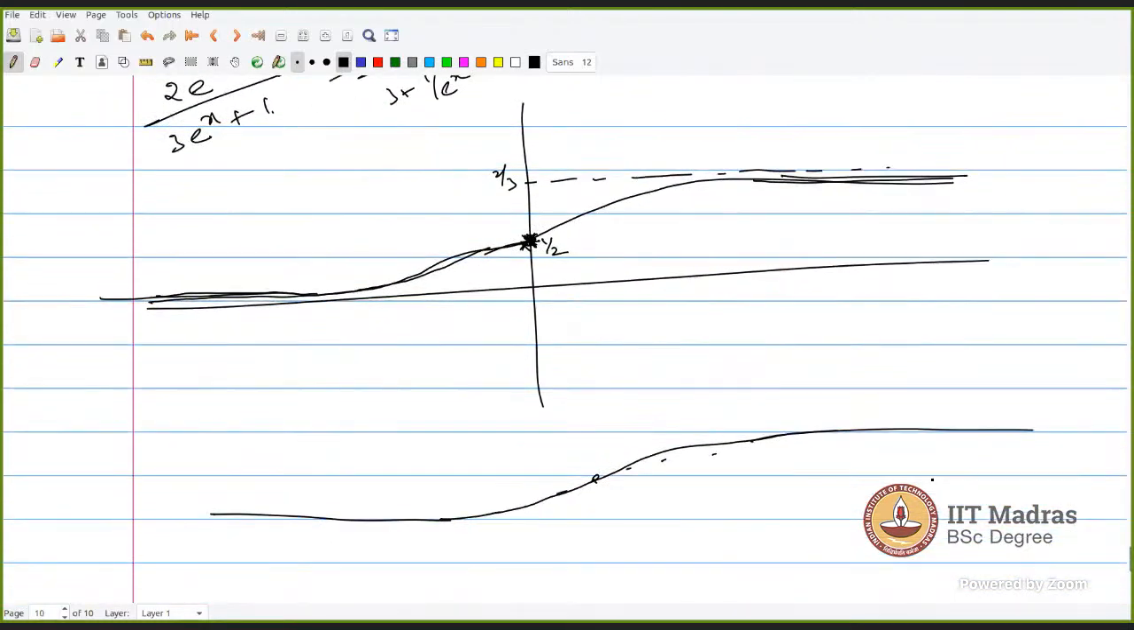Okay. Sir, can you explain it one more time? This graphing? Yeah. Okay.